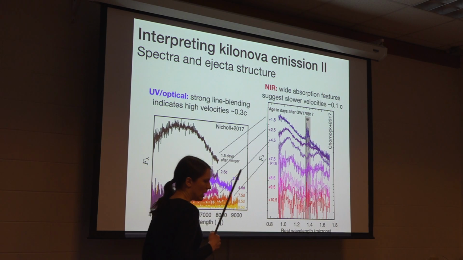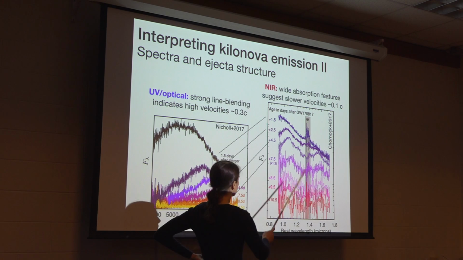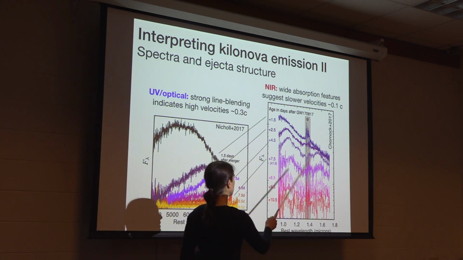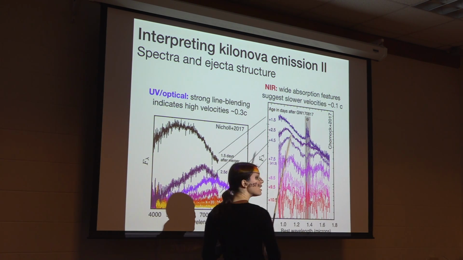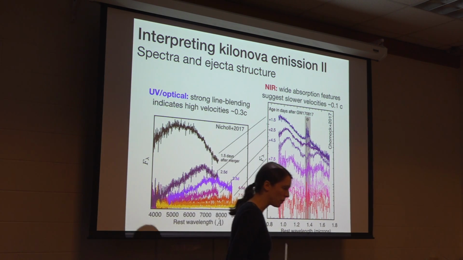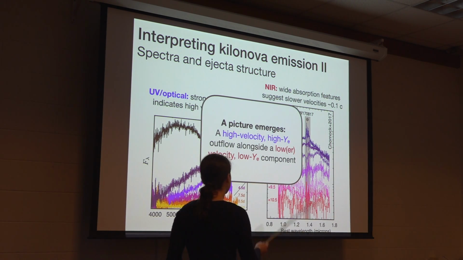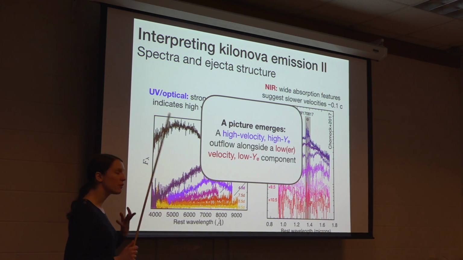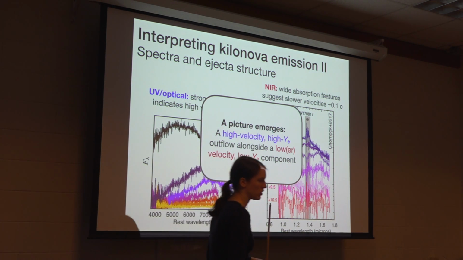And if instead you look at the near-infrared spectrum, you see that we still have very broad lines, compared to a supernova, for instance. But they're not so broad that they've completely disappeared. So this still requires a fairly high velocity of order 0.1 c, but a velocity that is substantially lower than what we see for the blue component. Okay, so combining all of this information, we move towards a coherent picture. We think that we have a high velocity, high YE outflow providing the blue emission, alongside a lower velocity, low YE component that is going to shine red.